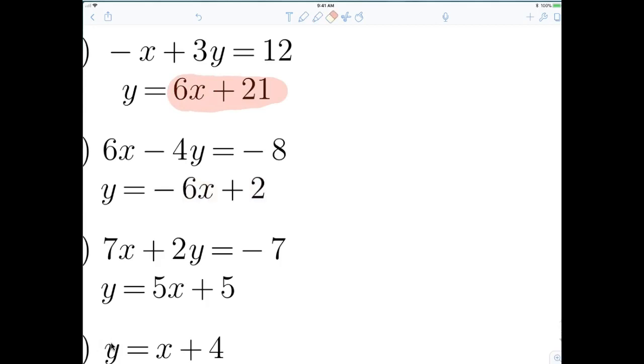Everybody okay with that? Now, what does that mean? That means wherever I see a y, I put 6x plus 21. So now, see if you're paying attention, see if you understand what I'm saying. Negative x plus 3 times 6x plus 21 equals 12. Is everybody with me on this?